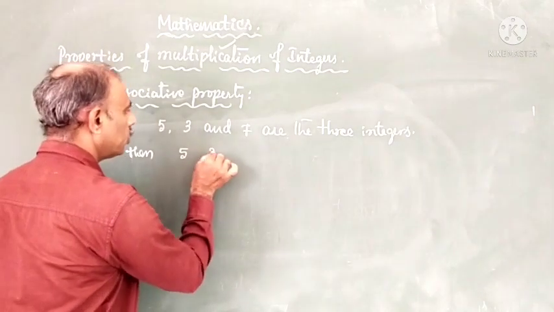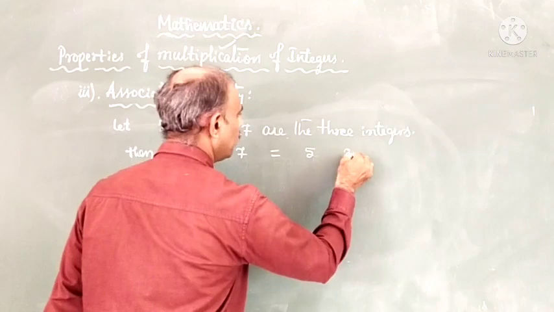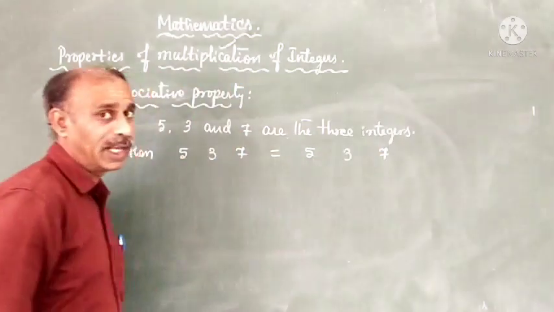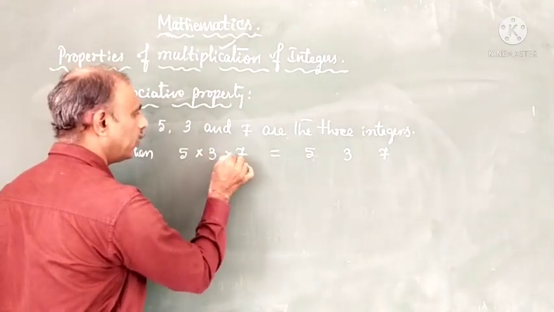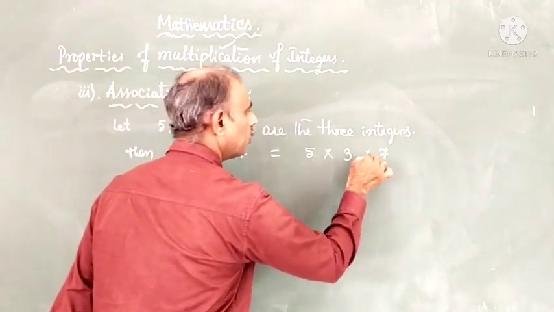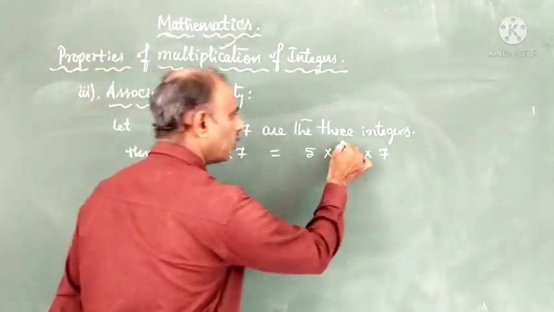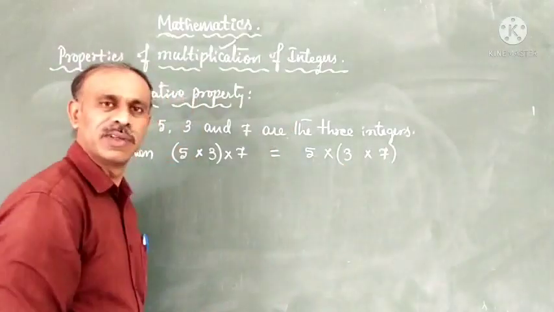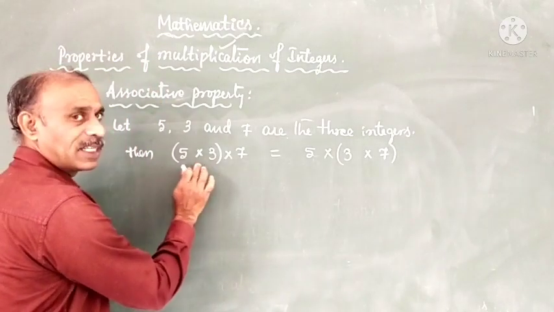5, 3, 7. 5, 3, 7. That day I told how to write. So we are under multiplication, therefore into. If you use the bracket for the first two, then here you have to use it for the second, right? I mean the last one. So now simplify the numbers first inside the bracket.